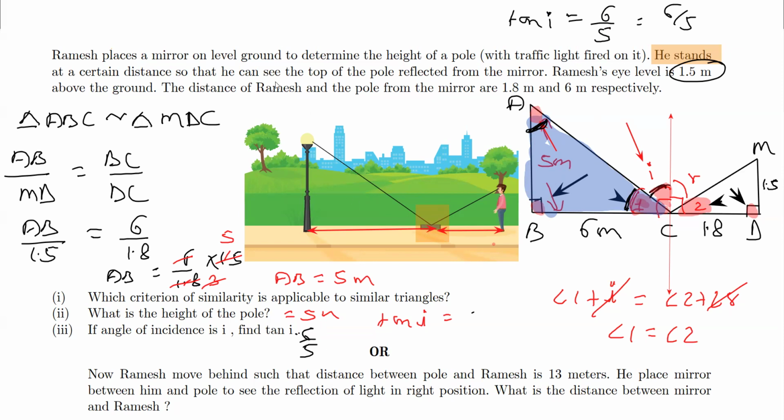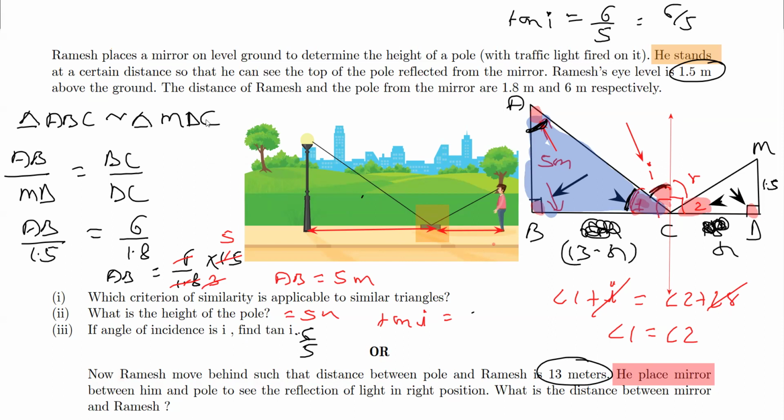Now, the last part, there's an OR part also. It says, now if Ramesh moves behind such that the distance between the pole and Ramesh is 13 meters, and he places the mirror between them to see the reflection of the light in the right position, what is the distance between the mirror and Ramesh? Now we have to make another figure, keeping in mind that we have to shift the position of Ramesh. The new distance between them is 13 meters. So I can take this as x, and this is going to be 13 minus x, because the total distance is given here.